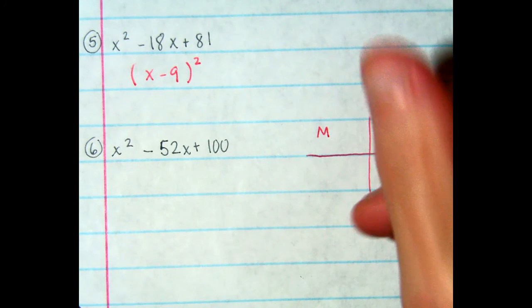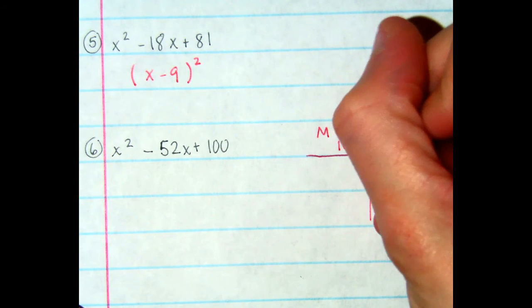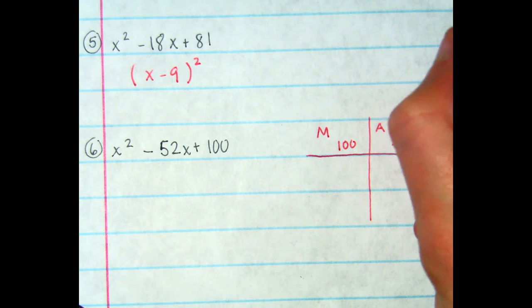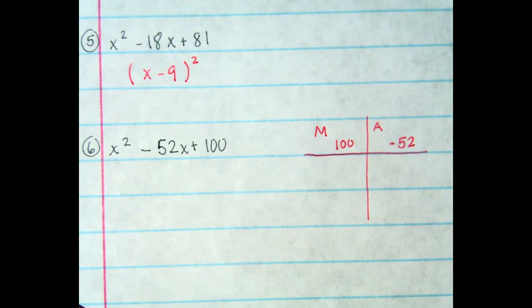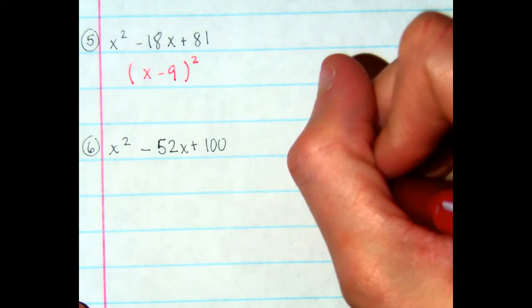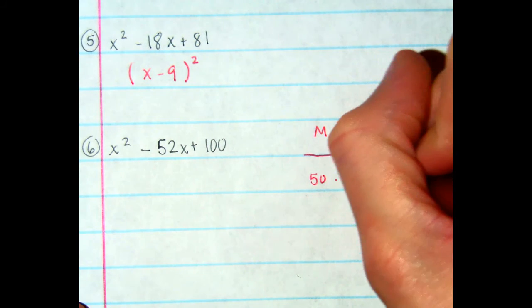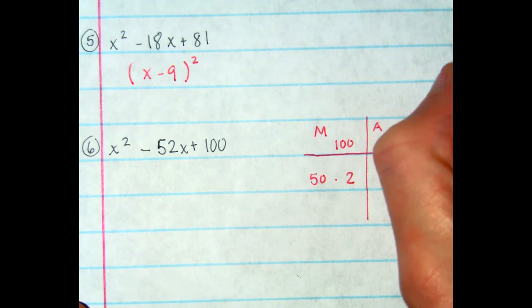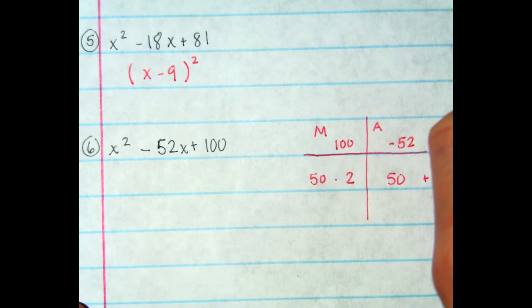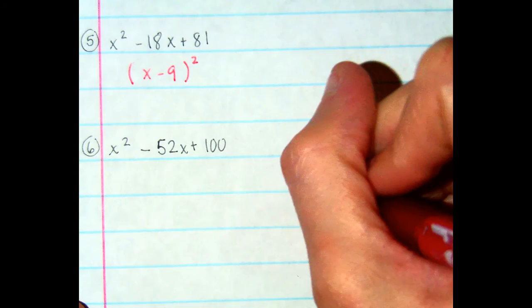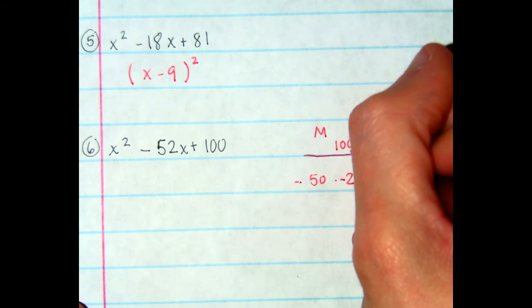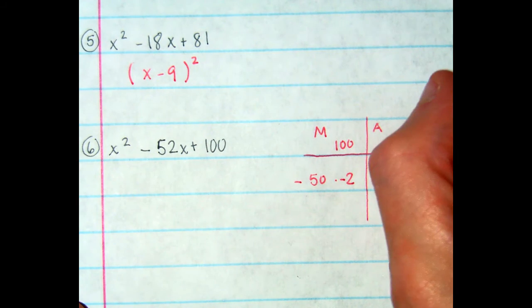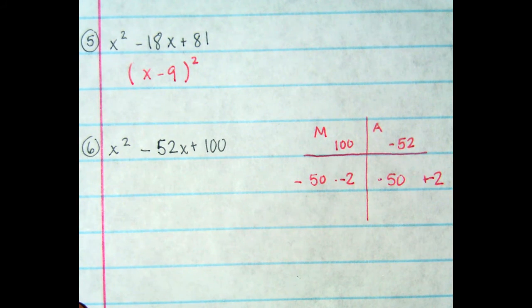Multiply to get what? Add to get negative 52. Did you guys find those factors? 50 times 2, is that 100? What is 50 plus 2? 52, is it negative 52? Negative times negative, is that positive 100? Negative 50 plus negative 2, is that negative 52? Yes. How do I write these then?